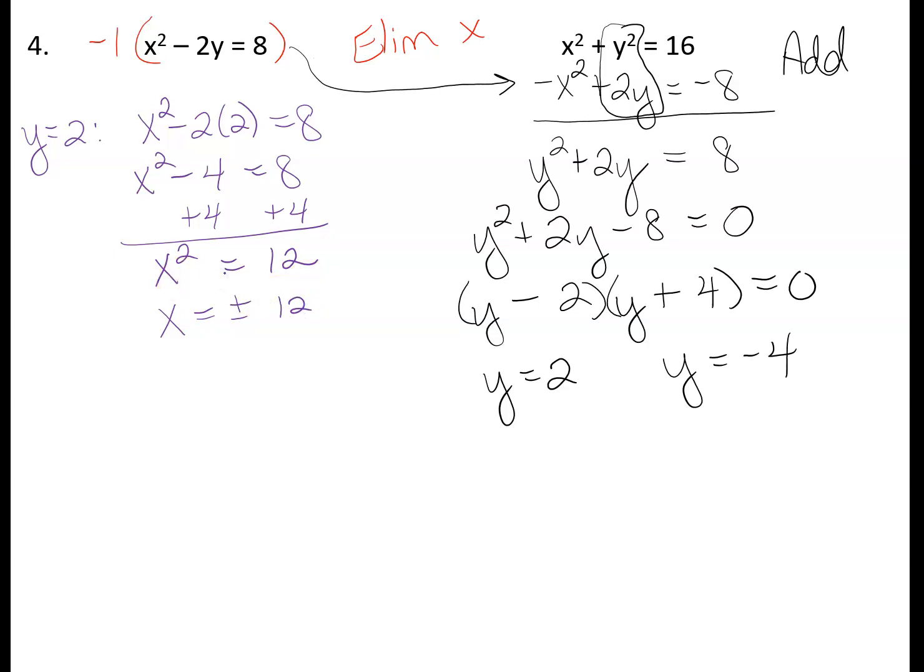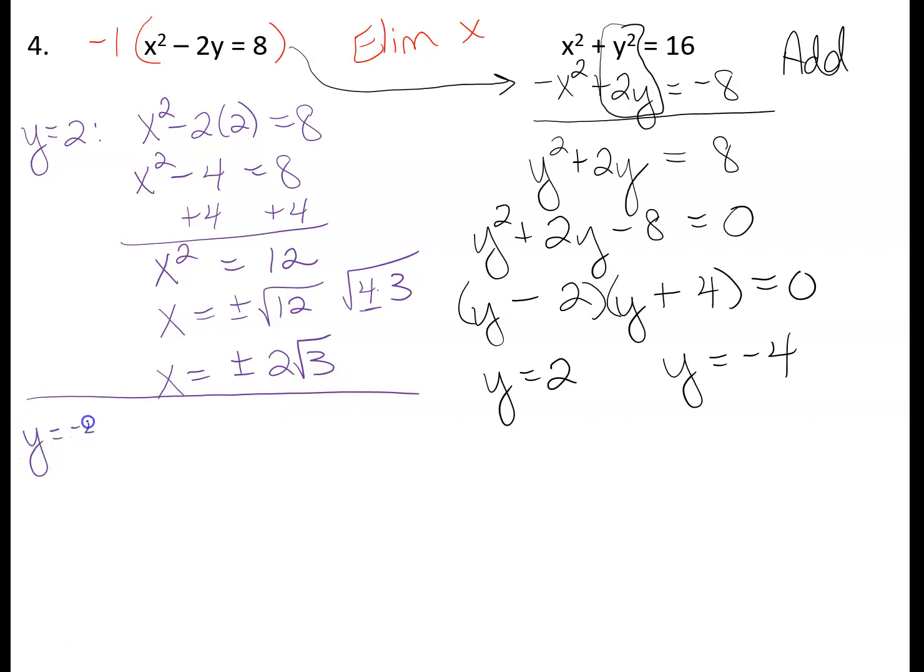And then we've got a radical here. We do not have a perfect square, but it does have a factor that's a perfect square. So that could factor into 4 times 3. And then we square root the 4, we're going to get 2 square root of 3. All right, so that's what we get when we plug in y equals 2. Now let's plug in y equals negative 4. So we've got x squared minus 2 times negative 4 equals 8. X squared, negative negative is going to make that plus 8.